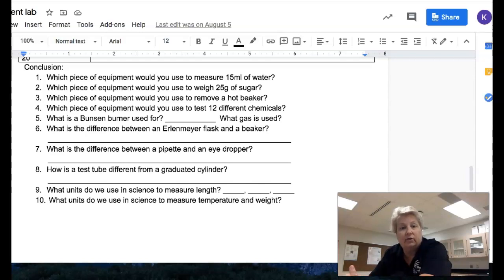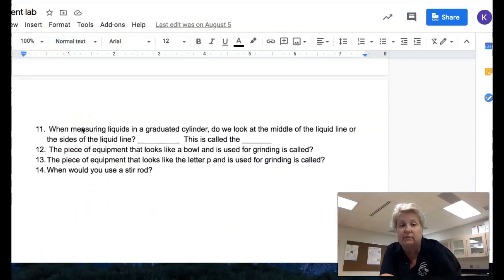Number nine, what units do we use in science to measure length? And that would be the meter, the millimeter, and the centimeter. Number 10, what units do we use in science to measure temperature and weight? Temperature would be Celsius, and weight would be grams.